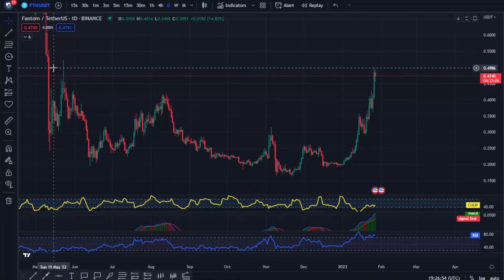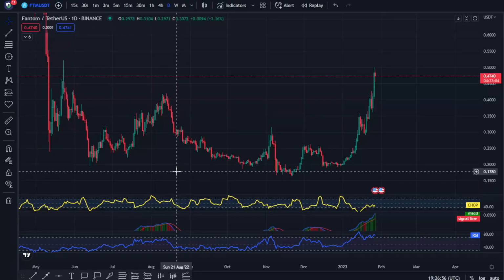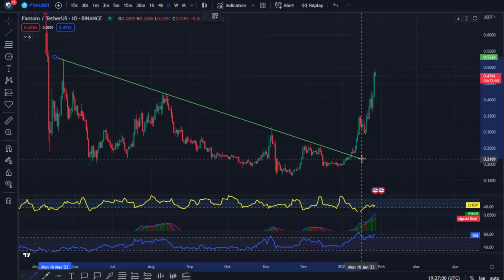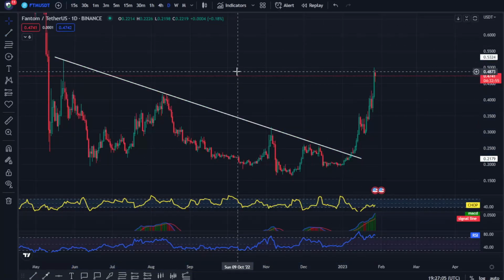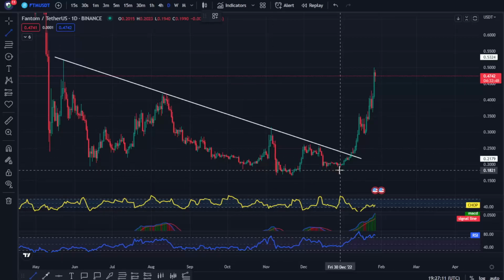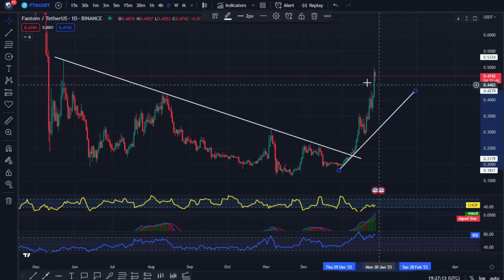The last one in today's chart is the FTM versus USDT chart on a one-day timeframe. We will start by marking the downtrend line that the price has broken up. Next, we can define the lines of the current uptrend.